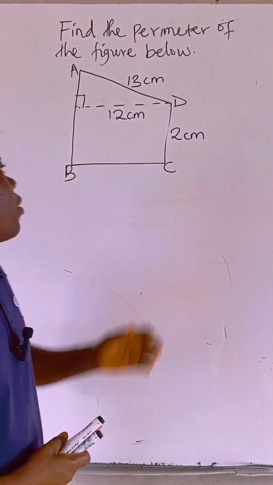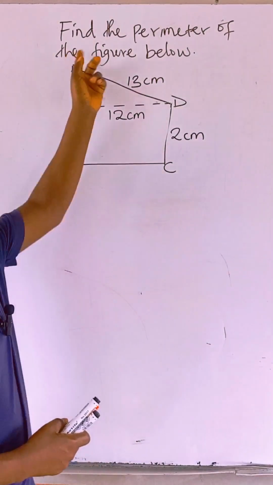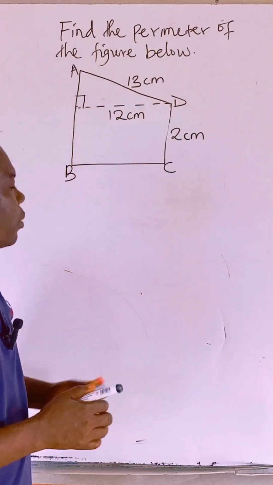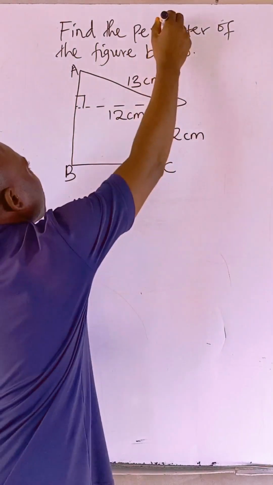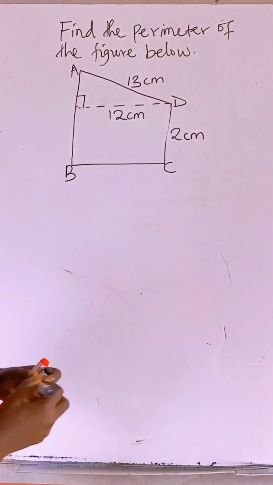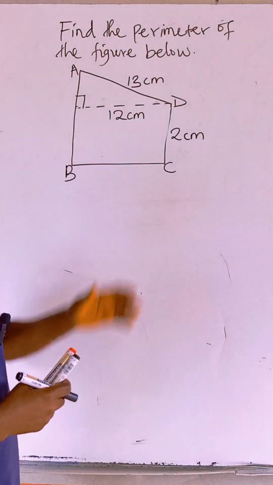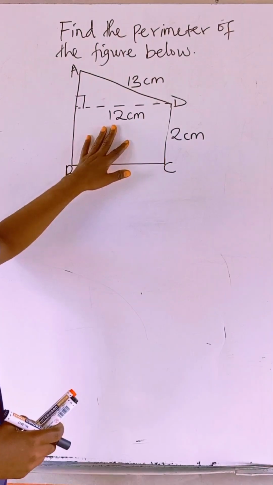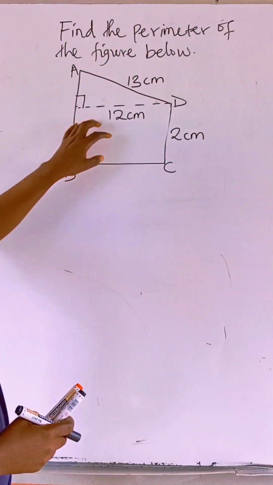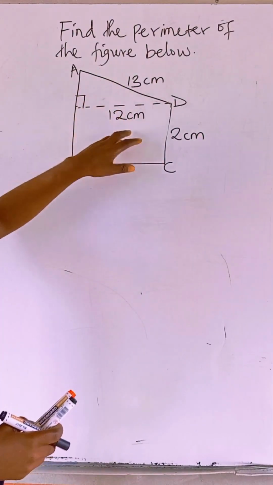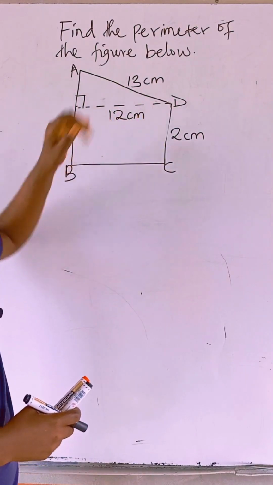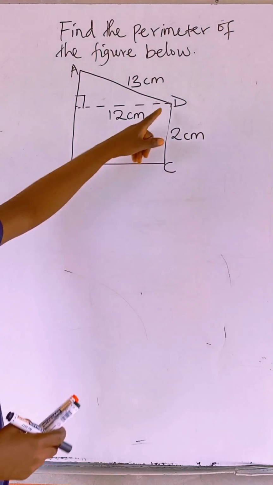We have this before us to simplify today. So, to find the perimeter of the figure below. And this is more or less like a trapezium or something like that. But this is a compound shape, of course. We have a triangle and then a rectangle, and we are told to find the perimeter.